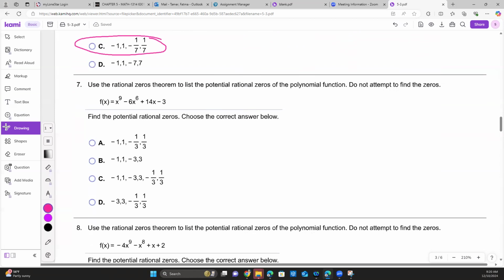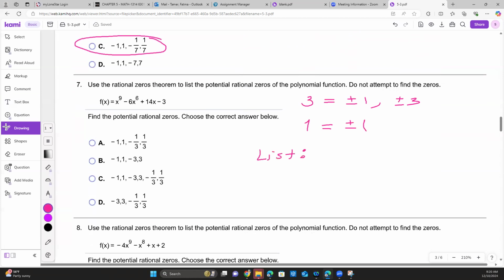So I always look at the last number, 3. And then the factors of 3: I can divide the 3 by 1, or I can divide the 3 by 3. So these are the factors of 3. Then I need to look at the leading coefficient. So we have 1 times x to the power of 9. So the leading coefficient is just 1. And I can divide 1 by only 1. So I'm ready to create the list now.